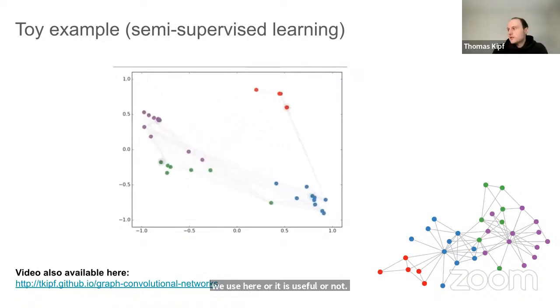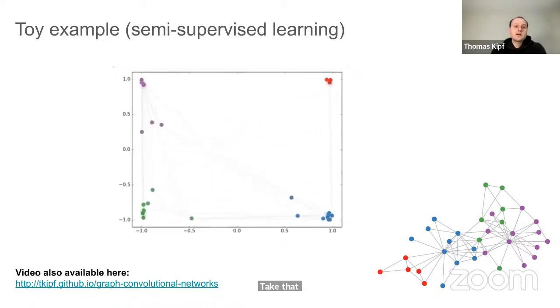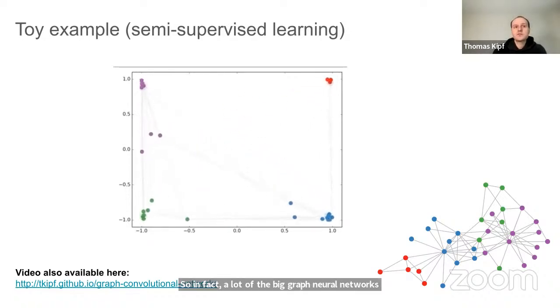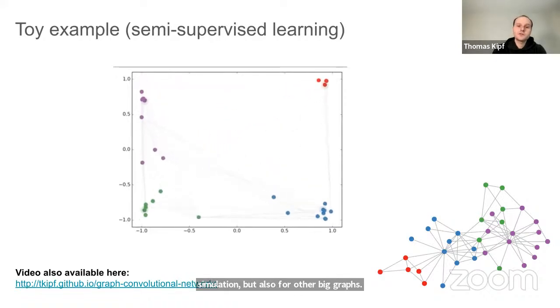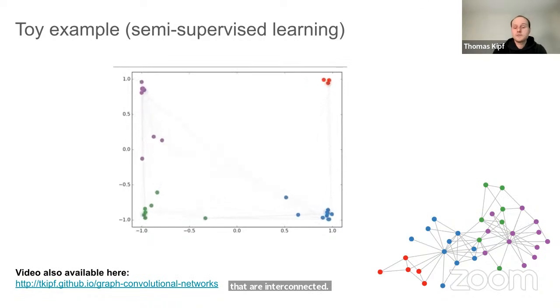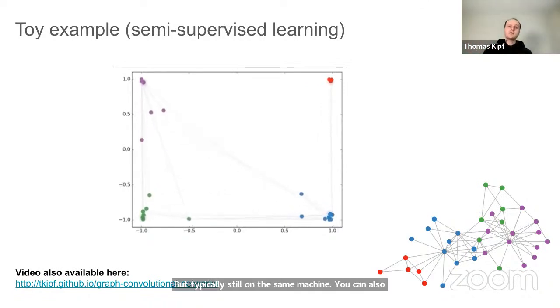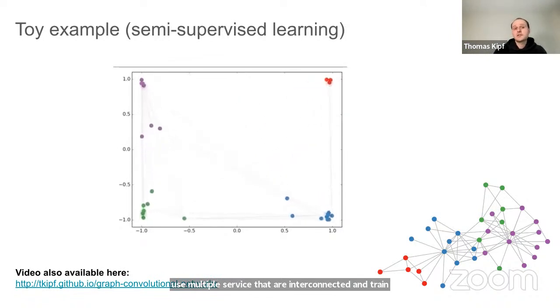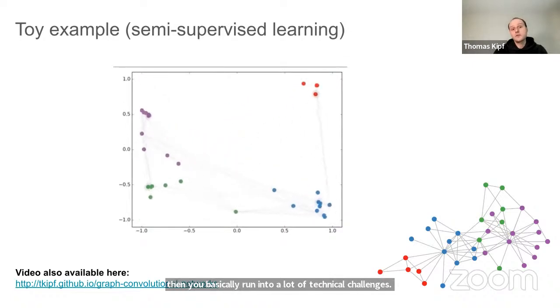That's a really great question, and I think it depends on the details. In fact, a lot of the big graph neural networks people train, for example for simulation but also for other big graphs, use distributed setups. They use multiple GPUs that are interconnected, but typically still on the same machine. You can also use multiple servers that are interconnected and train models, but then you run into a lot of technical challenges. These can be overcome, and some people are working on this, but it's not straightforward.